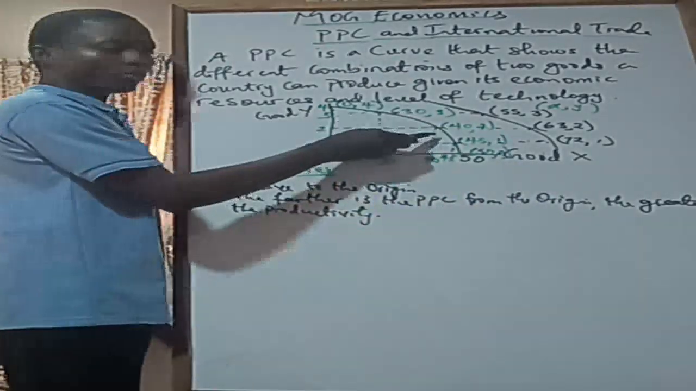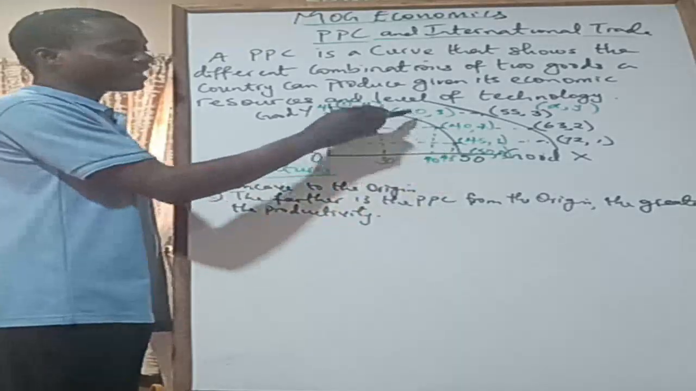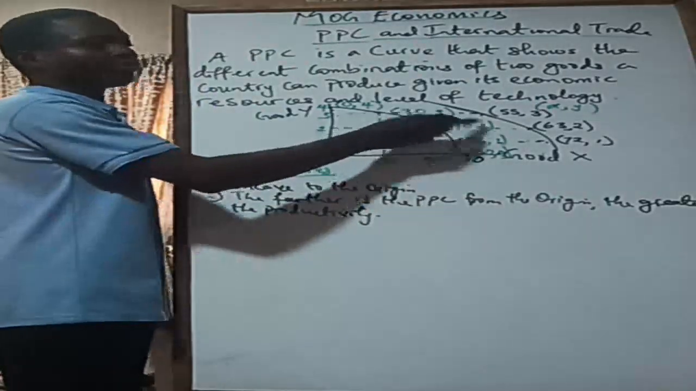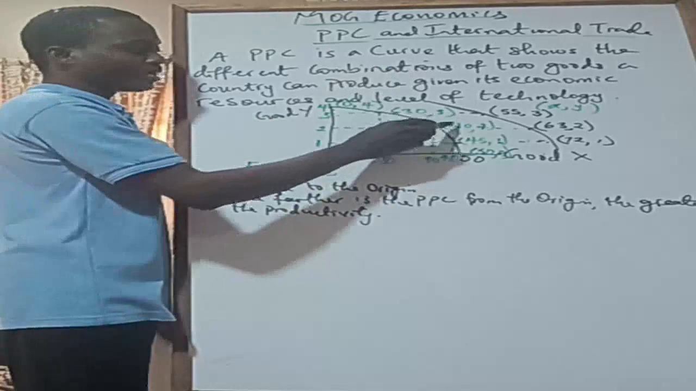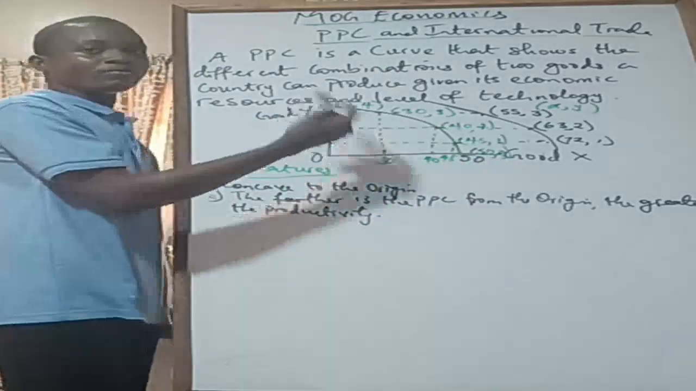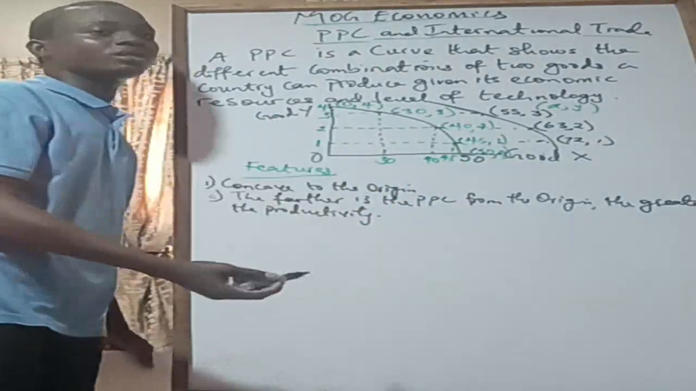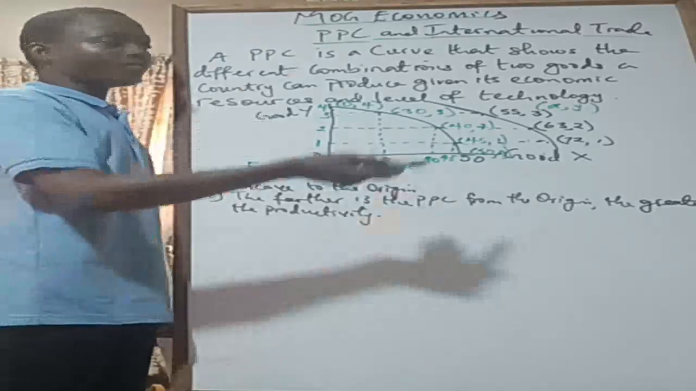Now for us to get 10 more, from 30 to 40, for us to get 10 more of good x, we have to give up 1 more of good y. For us to get 5 more of good x, we have to give up 1 more of good y. So on and on like that. So for us to get more of one commodity, we have to be getting less of the other commodity.